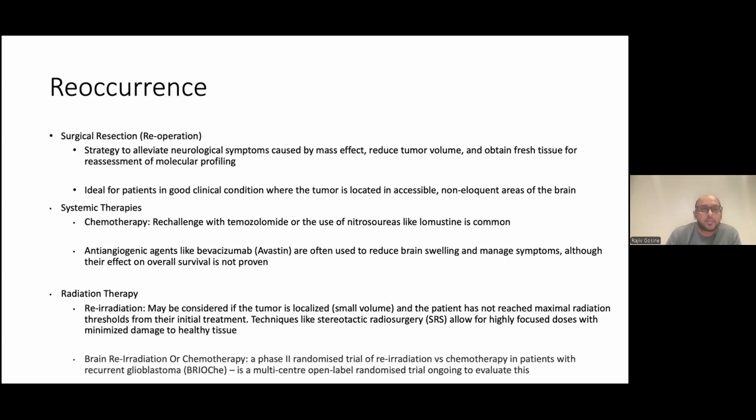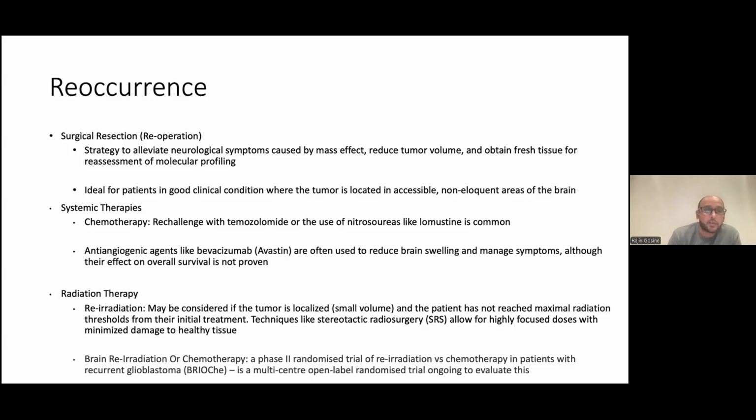In terms of options, surgical resection or reoperation is a strategy to alleviate the neurological symptoms caused by the mass effect, reduce tumor volume, and obtain fresh tissue for reassessment. Ideally, patients in good clinical condition where the tumor is located in an acceptable, non-eloquent location may benefit from it, but again, this is not very common. In terms of systemic therapies, you can re-challenge with temozolomide or use nitrosoureas such as lomustine. Anti-angiogenic agents like Avastin can be used to reduce swelling and symptoms. They will improve quality of life, but there's no true effect on overall survival.